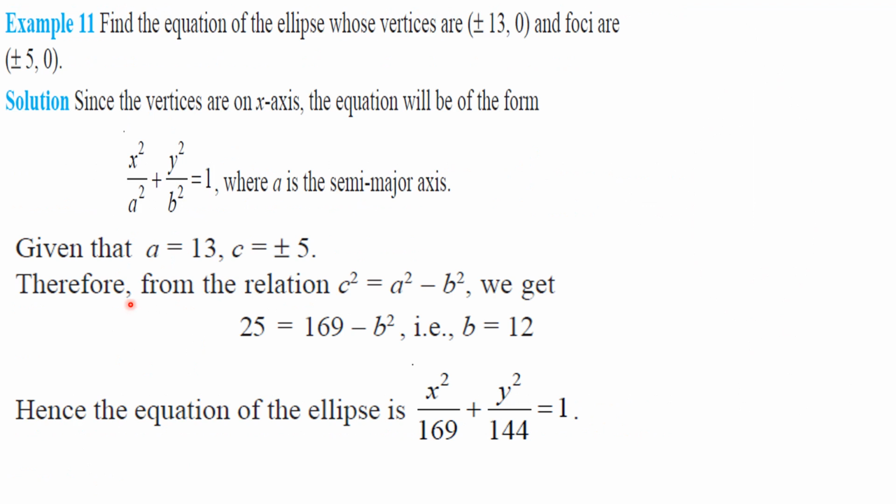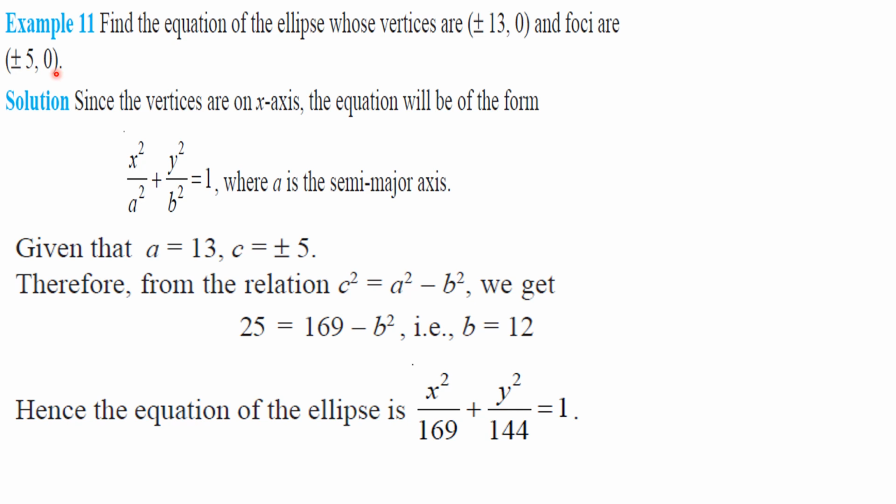Right. Now let us take another example. Find the equation of the ellipse whose vertices are plus or minus 13 comma 0 and foci are plus or minus 5 comma 0. Understood this question, my children?